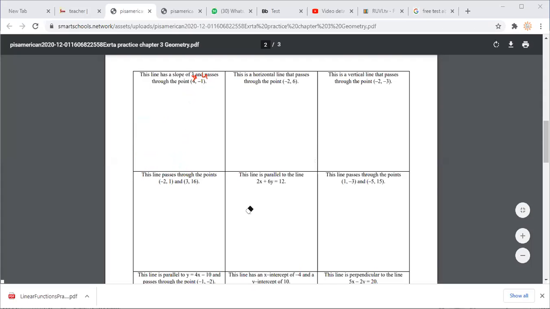We want the equation for a line that is parallel to this line. So we are looking for the slope of an equation parallel to this line. Is there anyone who wants to start to solve?